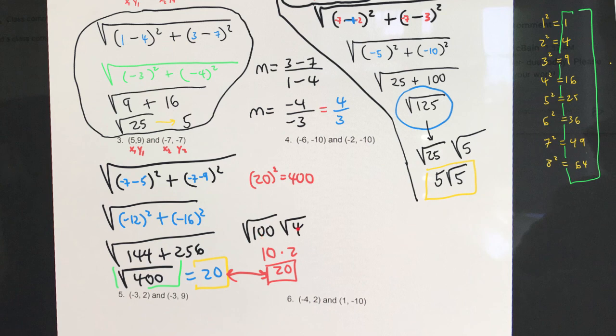Square root of 100 is 10, square root of 4 is 2, and 10 times 2 is 20, and then you would have had the answer. So your teacher would definitely be happy with that.